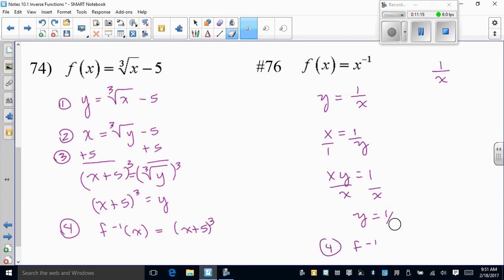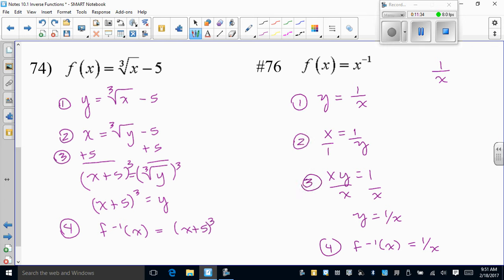F inverse of x equals 1 over x. So there's step 1, step 2, goes right into step 3, and so forth. Yes, this will happen on occasion that your inverse will be the same as your original function, which is okay. It's okay that it happens.